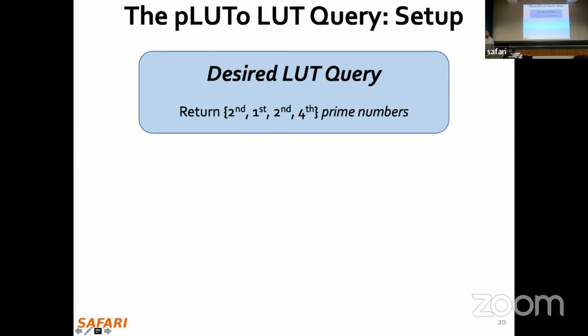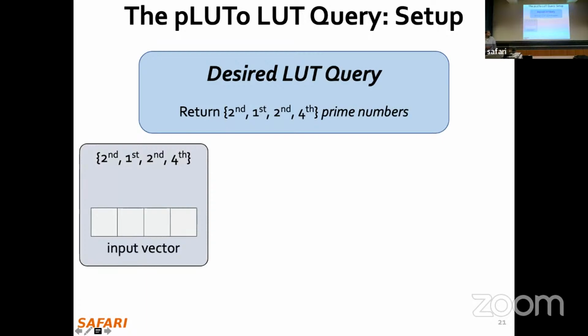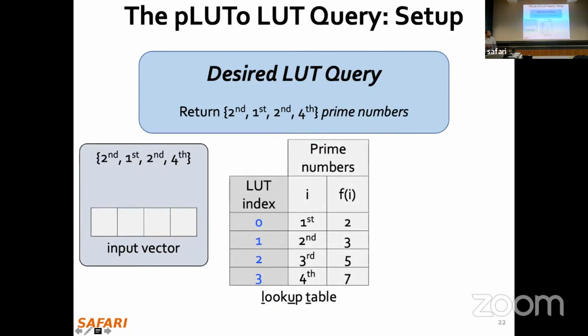performed. So let's assume that you want to have a query that is going to store in DRAM a sequence of the natural prime numbers. And we want to do a pLUTo lookup query that is going to return the second, the first, the second, and the fourth prime numbers. So this should be, if I'm not mistaken, 3, 2, 3, and 7. But maybe don't quote me on that. We're going to see later on. So yeah, I'm correct actually.